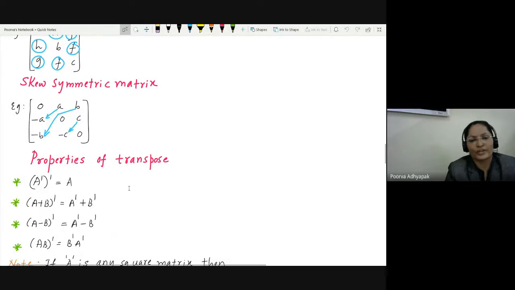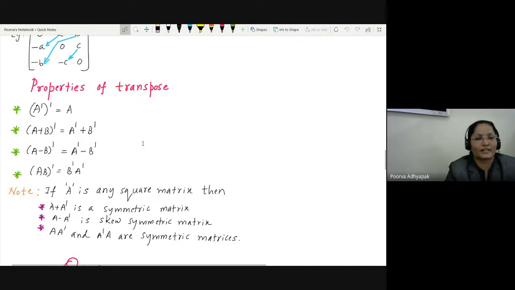Then comes properties of transpose. These are very, very important properties which will help us while solving the examples based on matrices. The first one, transpose of a transpose, A dash dash will always be equal to A. And (A plus B) transpose will be A transpose plus B transpose. With negative sign, (A minus B) transpose will be A dash minus B dash. Second one is AB, the product I take, and its transpose will be same as B transpose into A transpose.